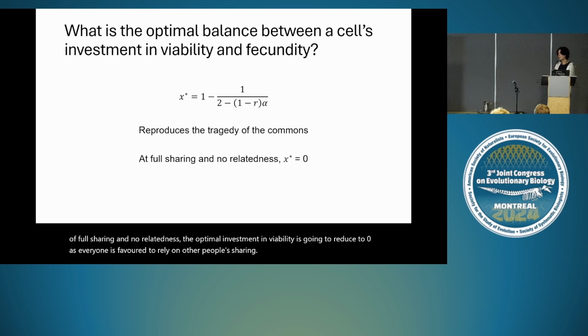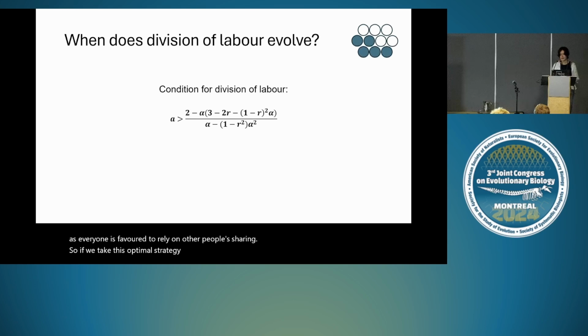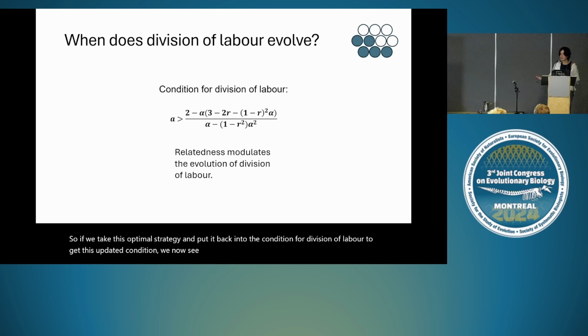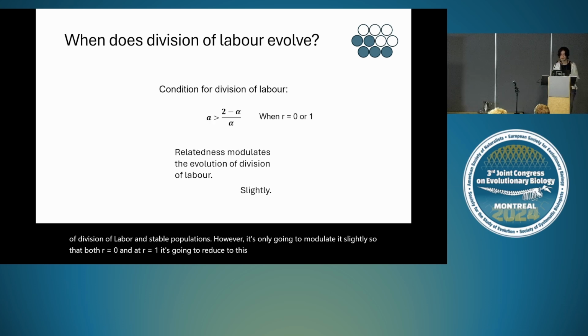So if we take this optimal strategy and put it back into the condition for division of labor, we get this updated condition, where we now see that relatedness is going to modulate the evolution of division of labor in stable populations. However, it's only going to modulate it slightly, because at both r equals 0 and at r equals 1, it's going to reduce to this more simple expression, where a, again, is the shape of the trade-off, and alpha is the level of sharing in a population. And in between these two extremes, the condition just becomes slightly more stringent in a sort of U-shaped fashion.